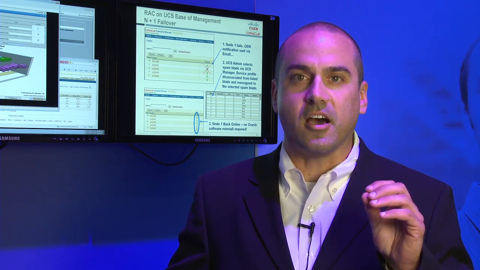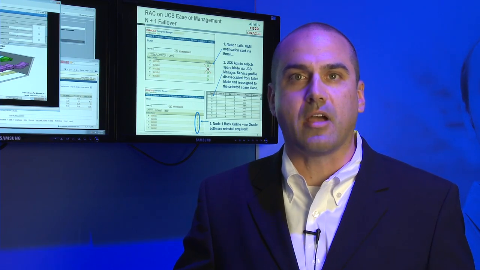So one of the first use cases that we went after was an N+1 failover scenario. This is a demo that shows, in real time, when a node fails in a RAC cluster, how I can go into UCS Manager and, with a few clicks, reassign a service profile, move it over to a spare blade, bring the RAC node back up, and in a few minutes you have your RAC cluster back to normal, all without any dips in traffic.